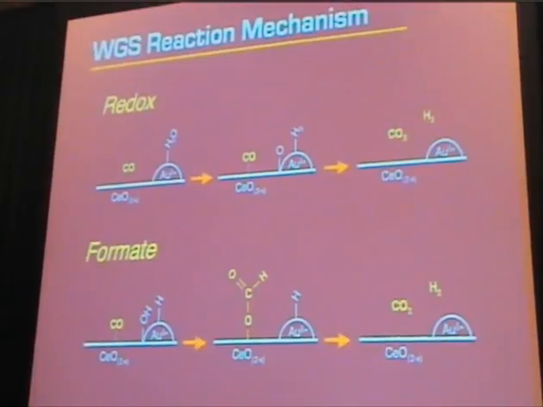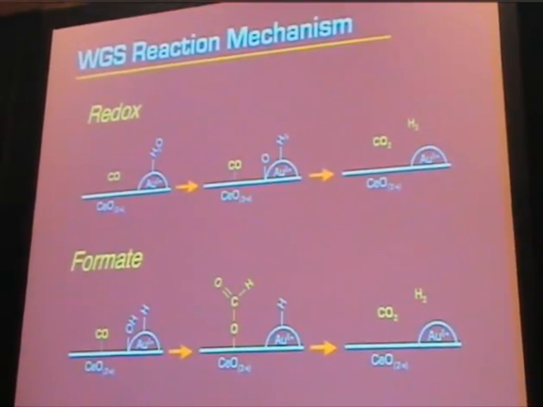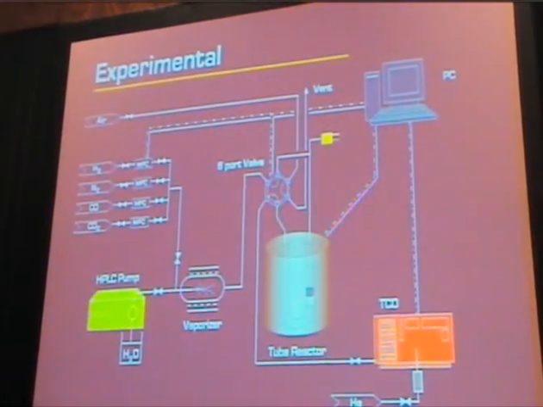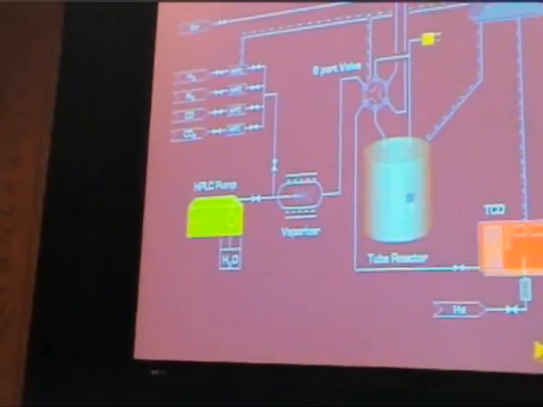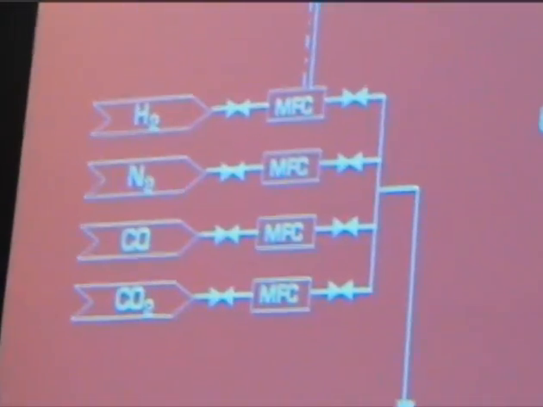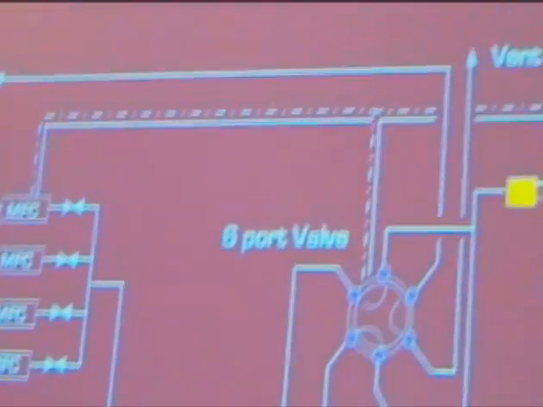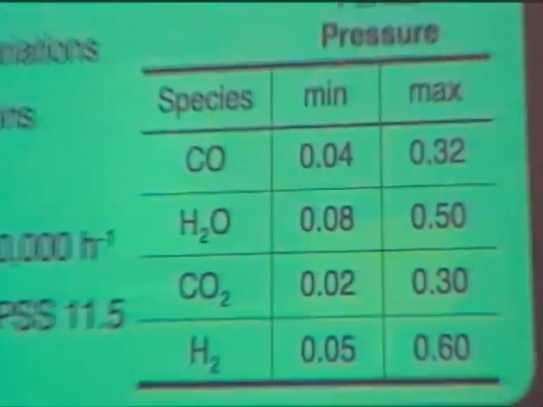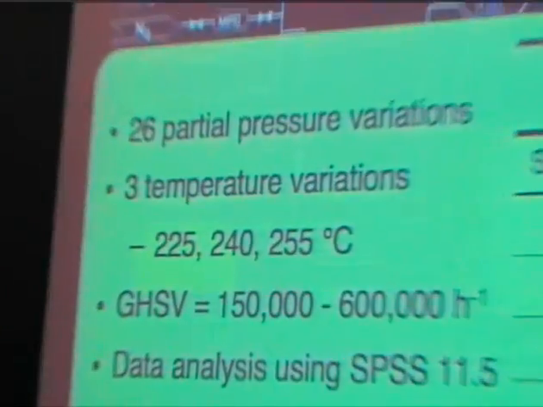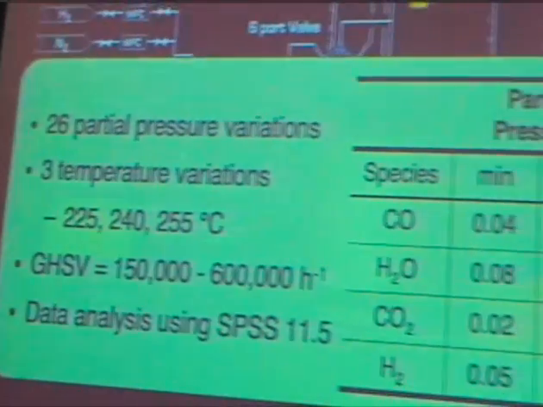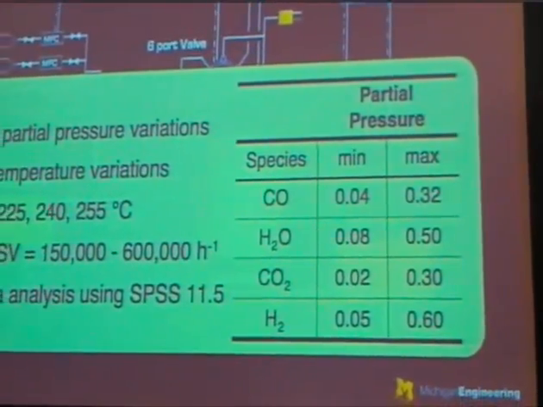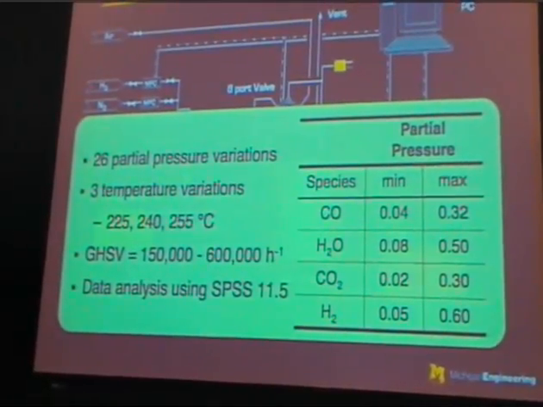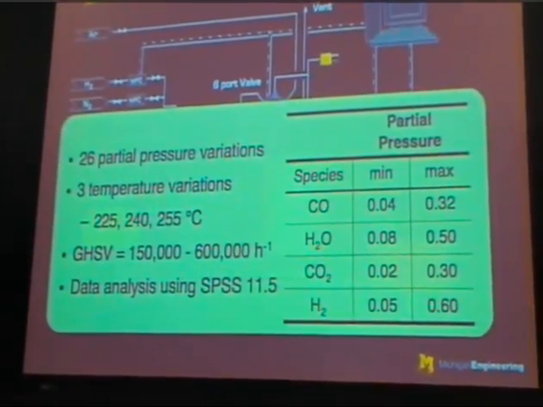One way to determine which mechanism the gold follows is to use a kinetic experiment to see what kind of model fits well to the water gas shift reaction for the gold catalyst. So we use a typical microreactor system to change the reactants at different partial pressure levels. The reaction conditions are listed in this table, and we use 26 partial pressure variations at 3 different temperatures. In total, the 78 data points were large enough to fit most of the models that we evaluated.